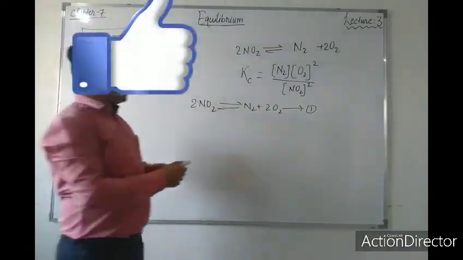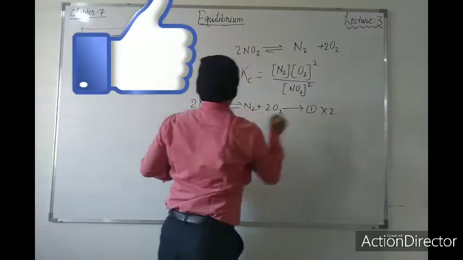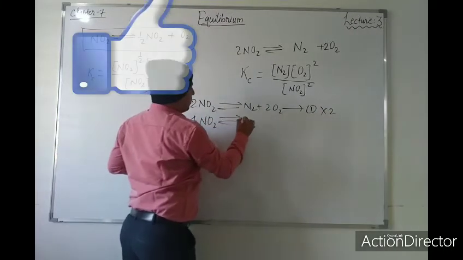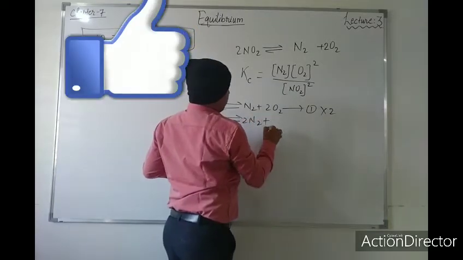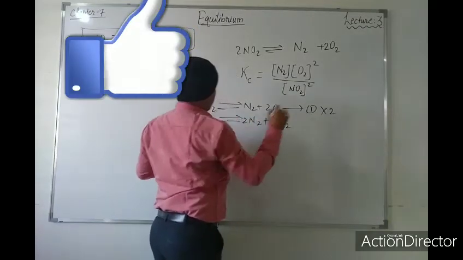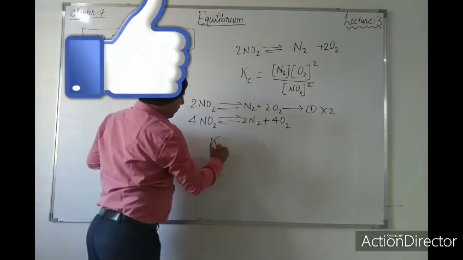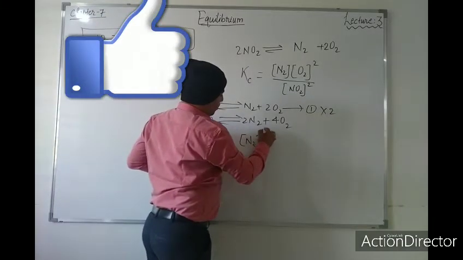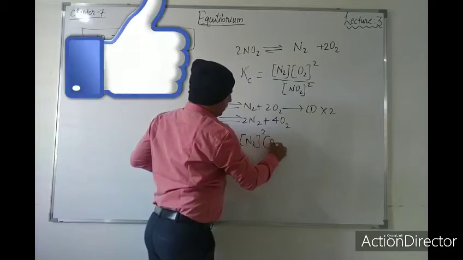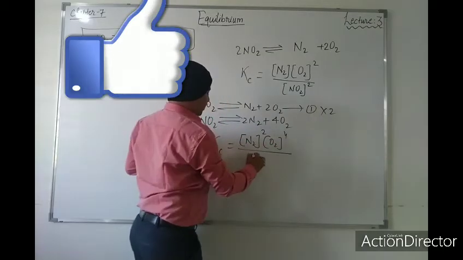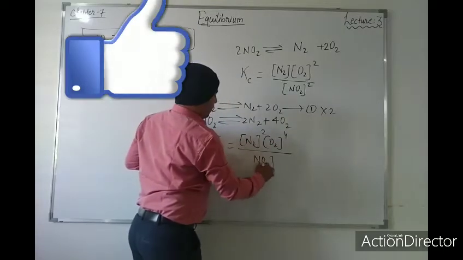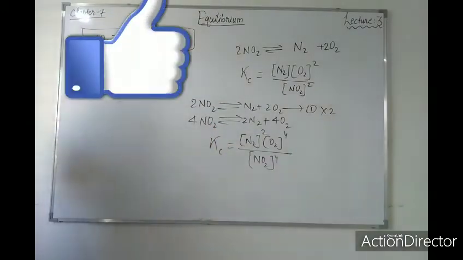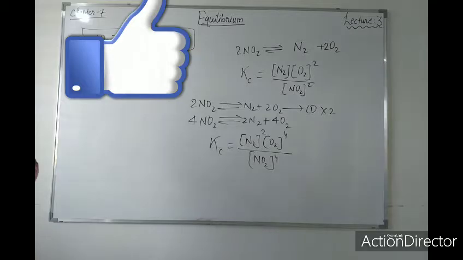Now no problem, just multiply by 2. So it will become 4NO2 gives 2N2 plus 4O2, right? And here the equilibrium constant will be N2 to the power 2, oxygen to the power 4, upon NO2 to the power 4. So this is the equilibrium constant, right? Can you write this or not? Definitely you can write it.